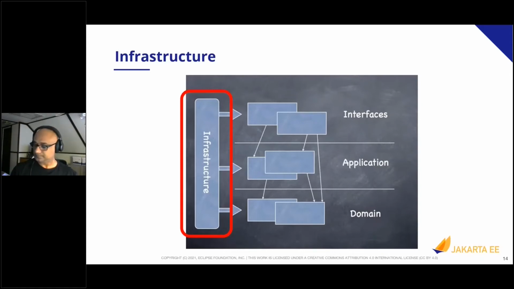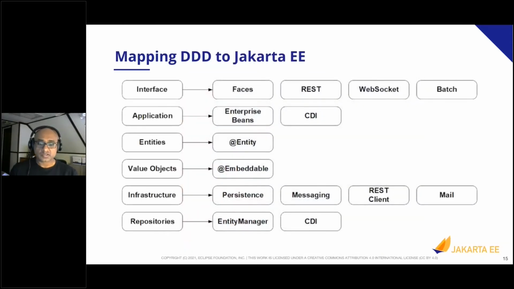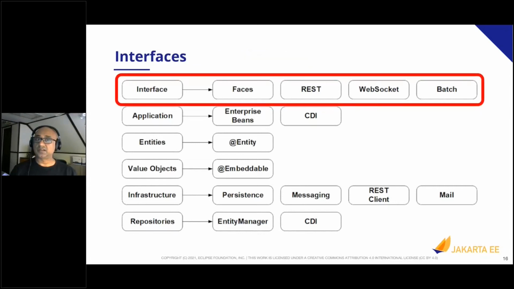Okay, so let's begin to talk about mapping these DDD objects to Jakarta EE, and this is basically what the application, at the heart of it, actually does. So you have several types of interfaces. At the interface layer, you will have JSF, you will have Jakarta REST, which we talked about already. You can have WebSocket, you can have the Jakarta Batch API. All of these APIs will actually be applied to interface level objects.